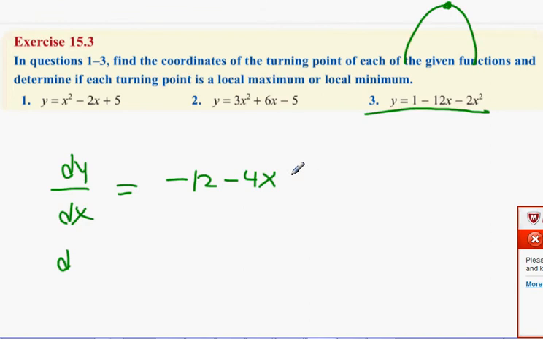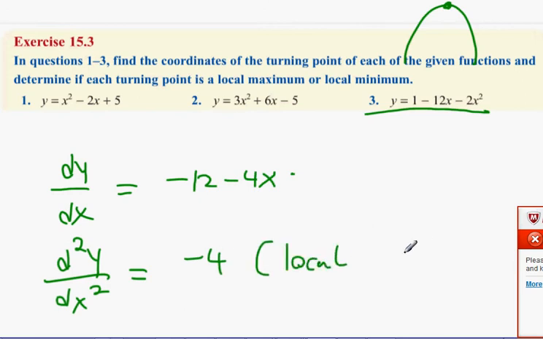So when you equal 0, determine if each turning point is a local maximum or local minimum. We're just going to get the second derivative first. What's the second derivative? Minus 4. And therefore you can say it's a local max.